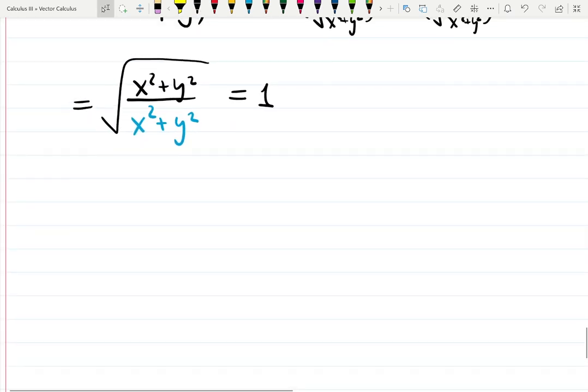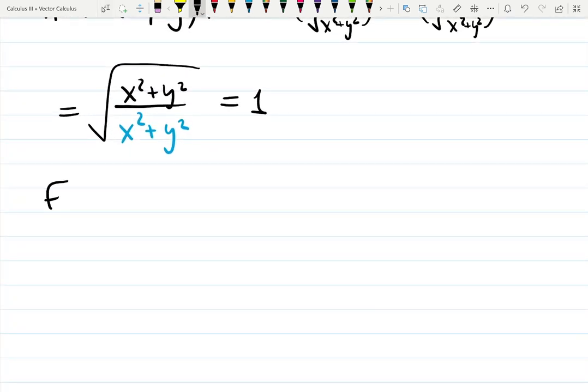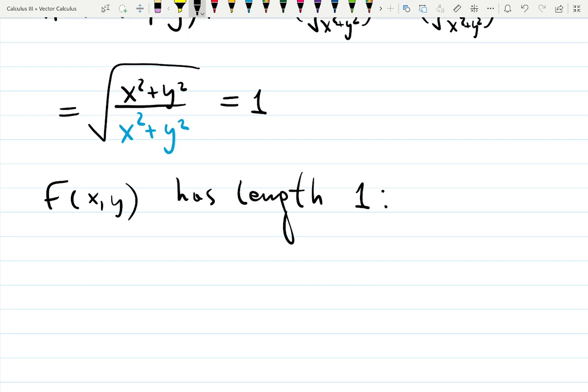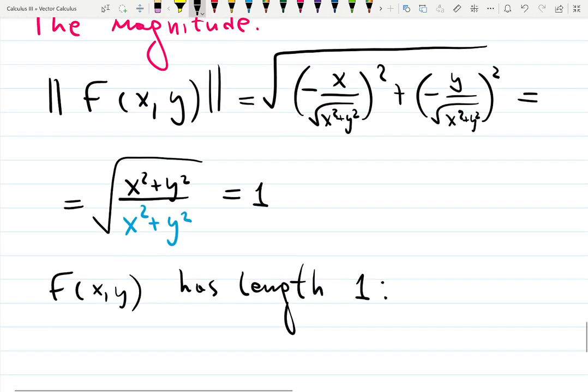Now let me write down and I will answer. F of x comma y has length 1 no matter where the location is. So that's a unit, a vector field full of unit vectors, yes.